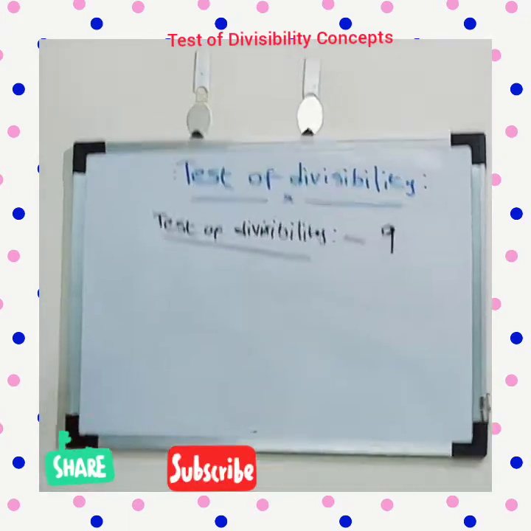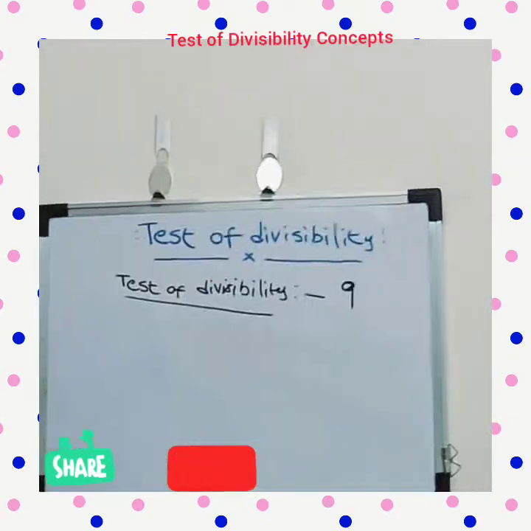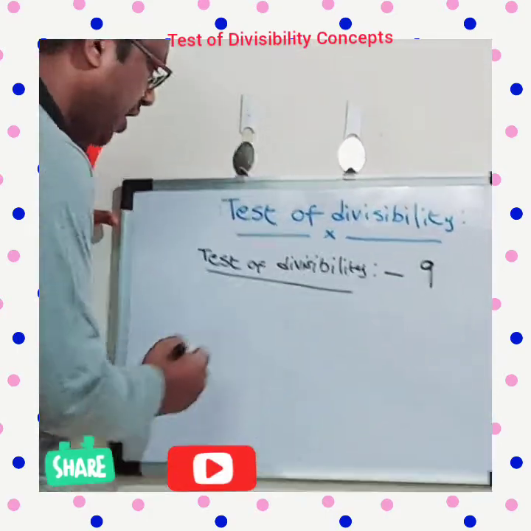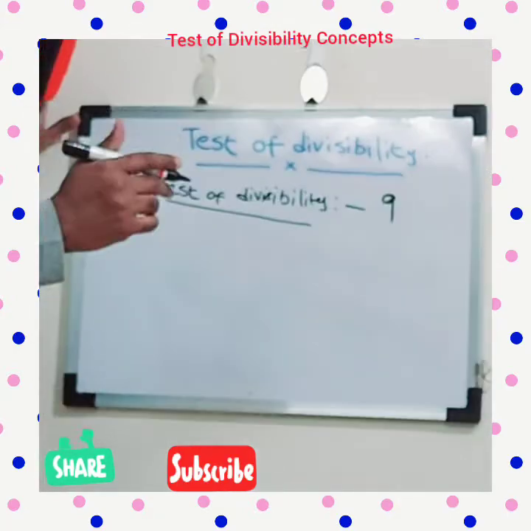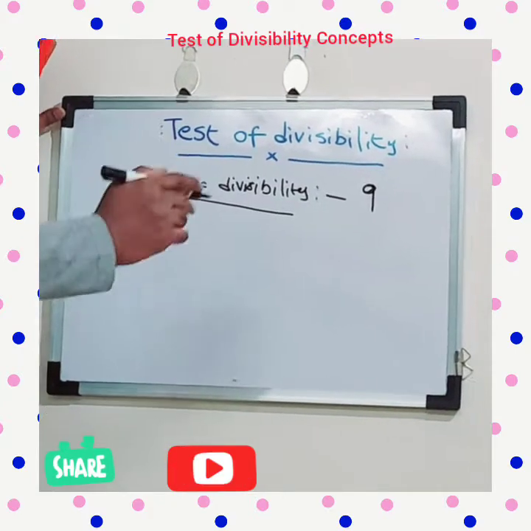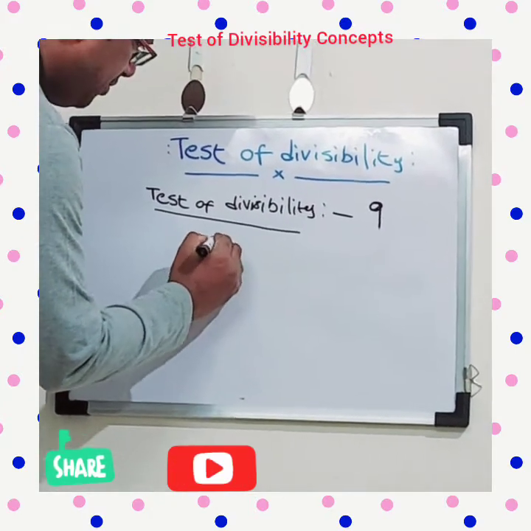Now we will see one more logic, that is test of divisibility of 9. Here also it is similar to the test of divisibility rule of 3. If there is a number and the sum of the digits of the number is divisible by 9, then the number is definitely divisible by 9. For example, take a small number.